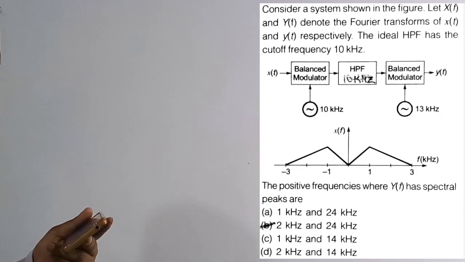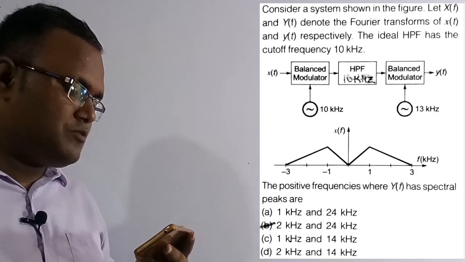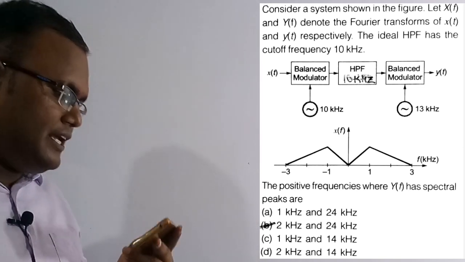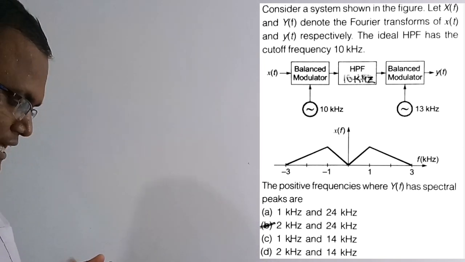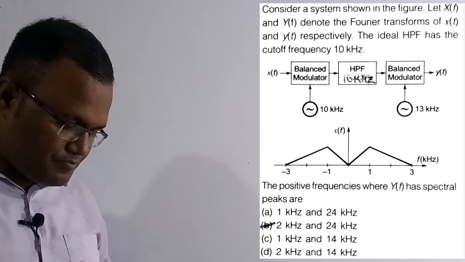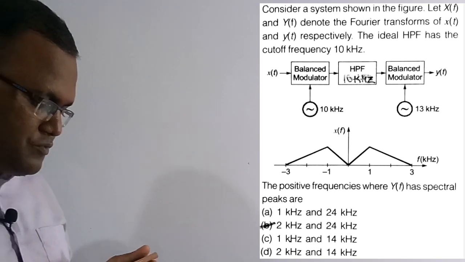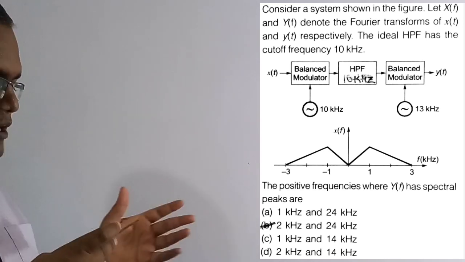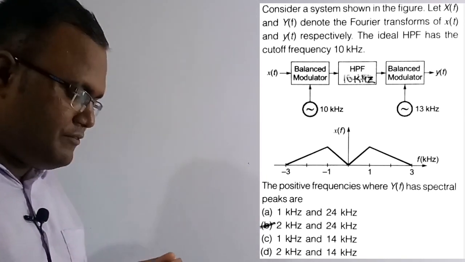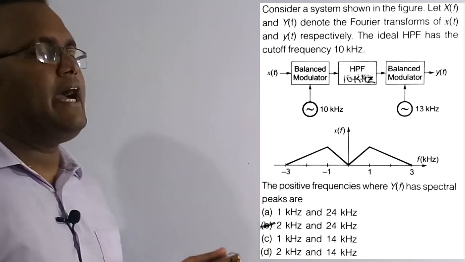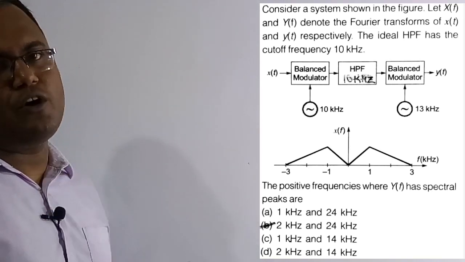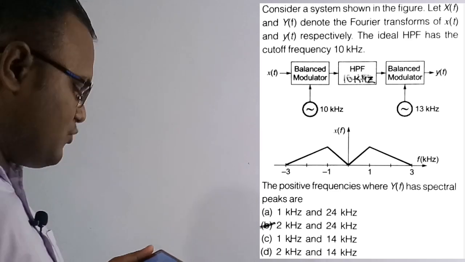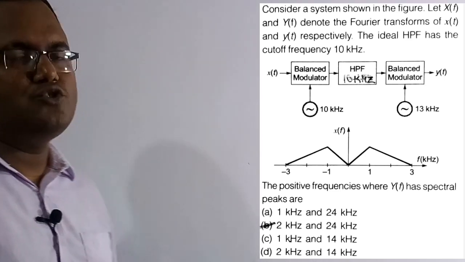So now we are going to solve the last question of this lecture. See the question here. Consider a system shown in the figure. Let X of f and Y of f denote the Fourier transform of x of t and y of t respectively. The ideal high pass filter has a cutoff frequency of 10 kilohertz. The positive frequencies where Y of f has spectral peaks are. In the question they have given a circuit diagram with a low pass filter between them, and we need to figure out at what positive frequencies Y of f has its highest peaks. Out of the four options, option B is the correct solution. So let's solve this numerical.